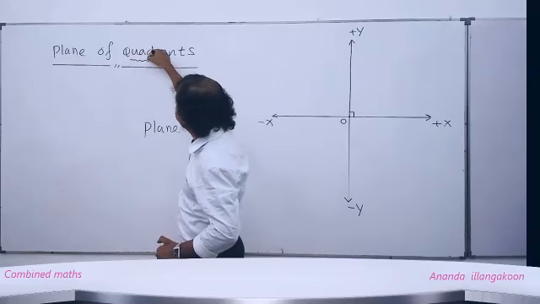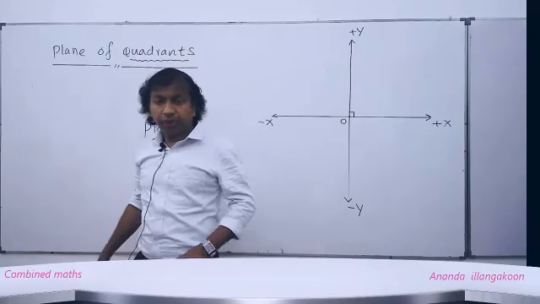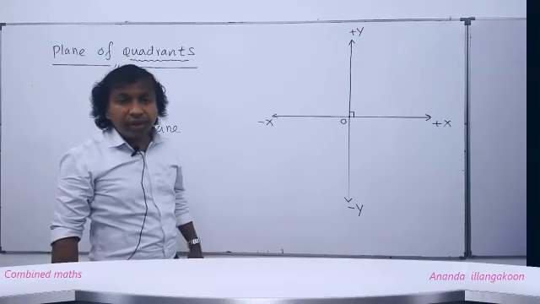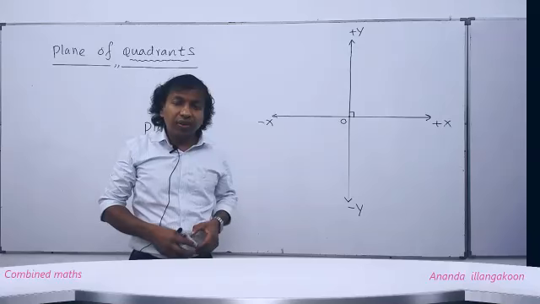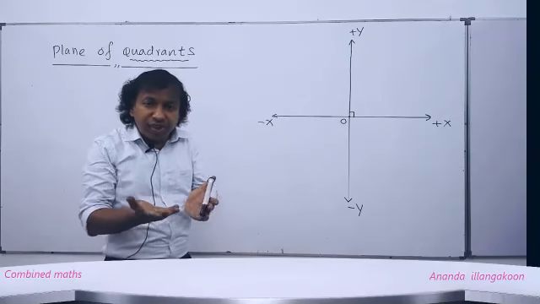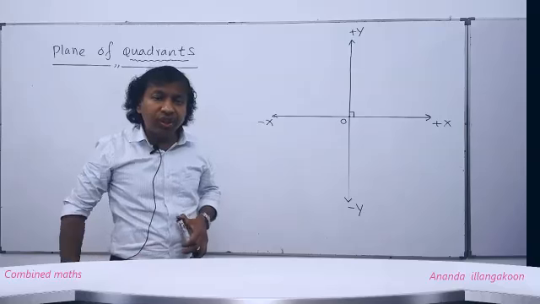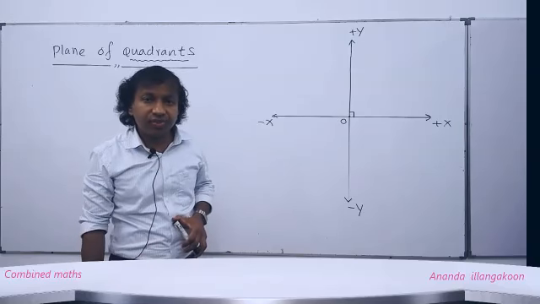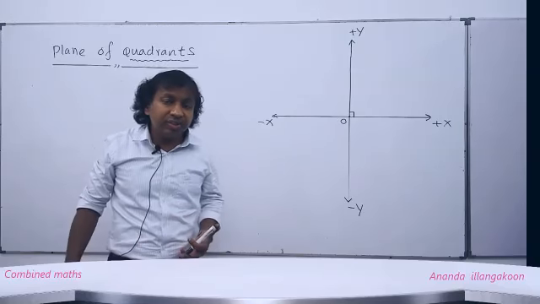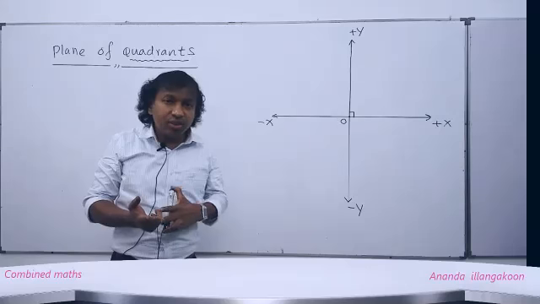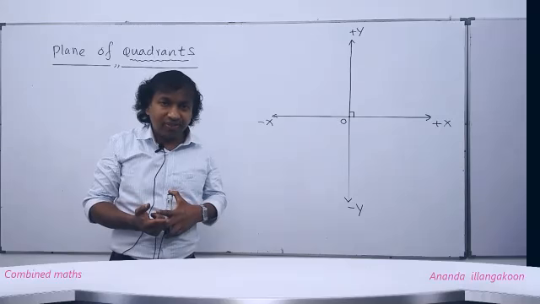Therefore, the plane of quadrants means, people, the flat surface on which we draw this x and y axis. People, you have heard the word Cartesian coordinate plane.